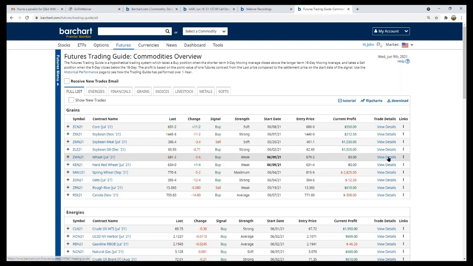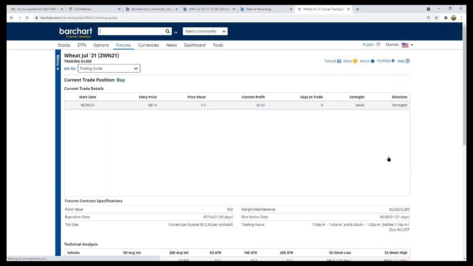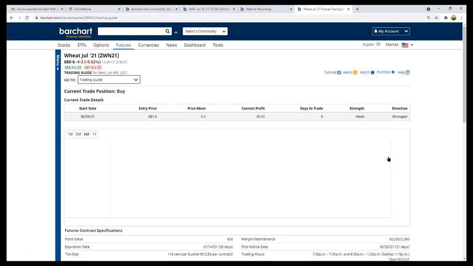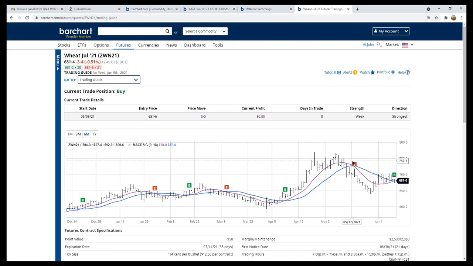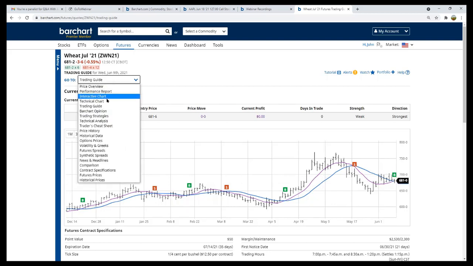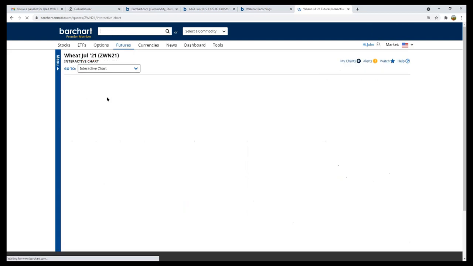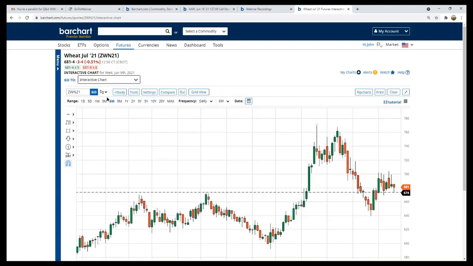So what I'll do is first I'll look at the details of the trade, right? Is it a buy or is it a sell? And I can see that my moving average is crossing. It does look like something might be valuable here. Then I'm going to go to my chart and do that multiple time frame analysis.